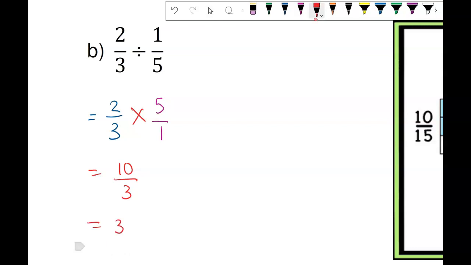So we end up with the value of 3 wholes, because 10 divided by 3 is 3 wholes, because you can get 9 out of it. And then you have 1/3 left over. And there we go.